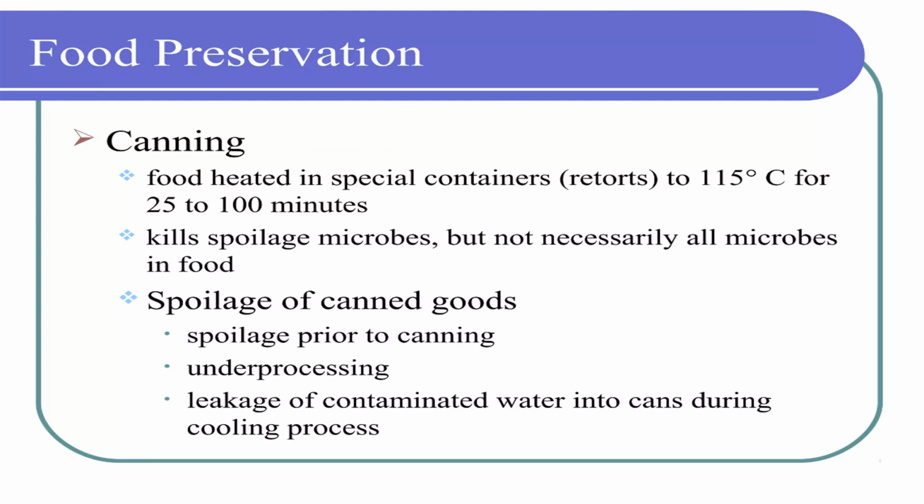Next process is canning. Food is heated in special containers, which are known as retorts, to 115 degrees Celsius for 25 to 100 minutes. It kills spoilage microbes but not necessarily all microbes in food. Spoilage of canned foods: spoilage prior to canning, under-processing, leakage of contaminated water into cans during the cooling process.